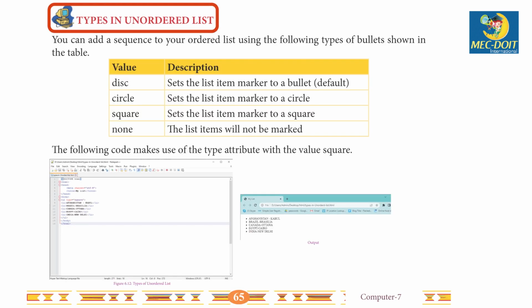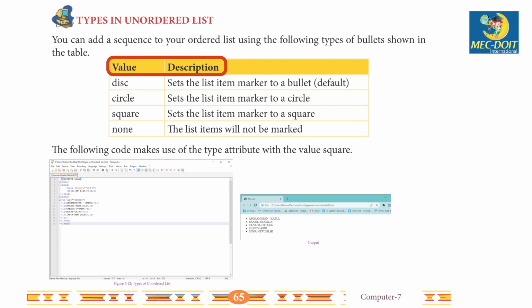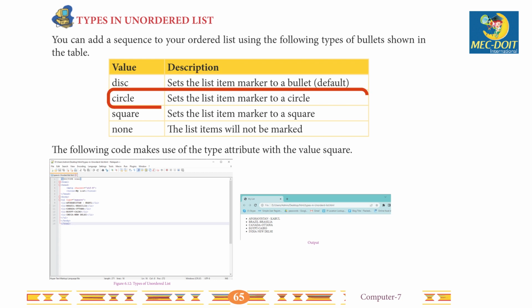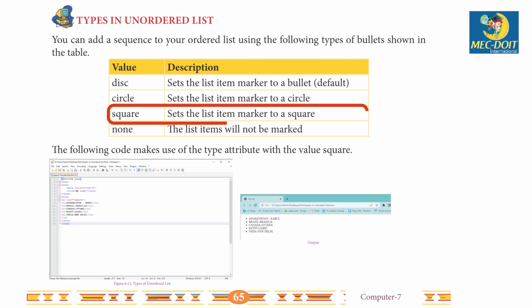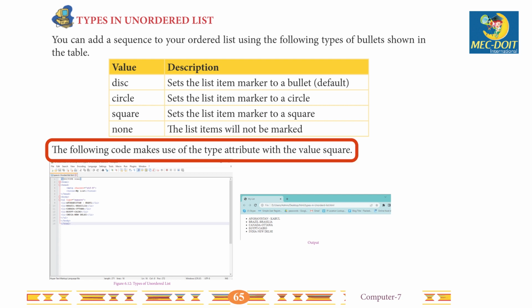Type in unordered list. You can change the bullet style of your unordered list using the following types shown in the table. Value, description. Disk: sets the list item marker to a bullet, the default. Circle: sets the list item marker to a circle. Square: sets the list item's marker to a square. None: the list item will not be marked. The following code makes use of the type attribute with the value square.